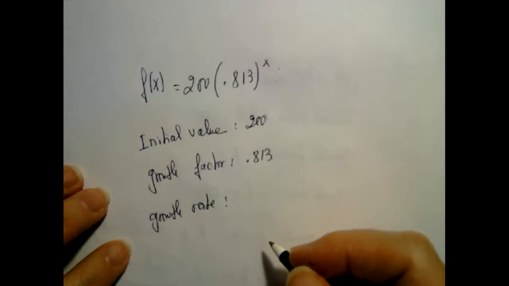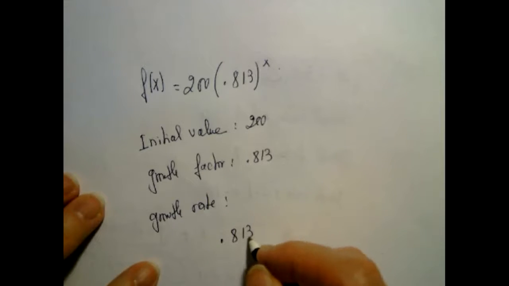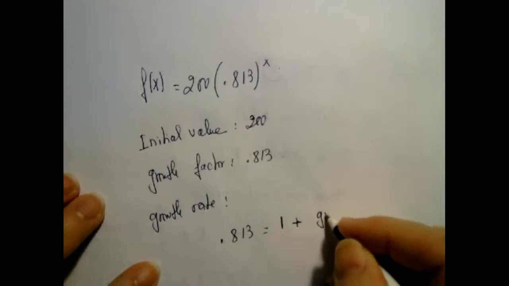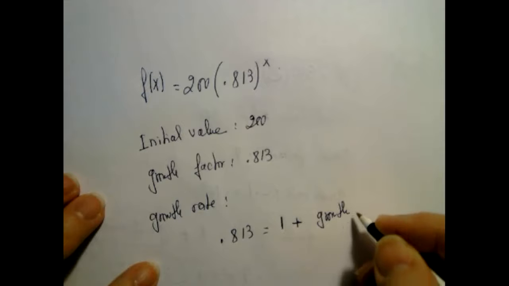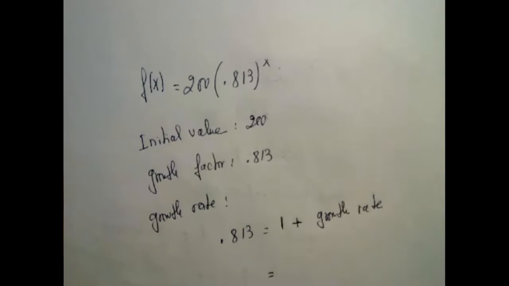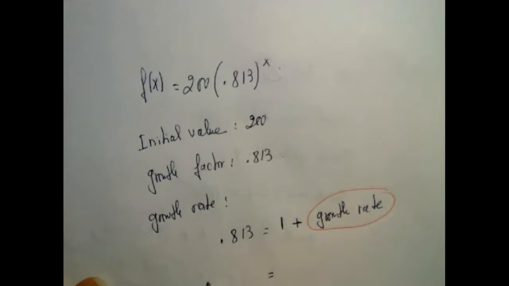Wait, how do we find it? The growth factor is 1 plus the growth rate. So wouldn't it be 0.813 minus 1? Right. So that's the growth rate. That's the relationship. So the growth rate is going to be 0.813 minus 1.